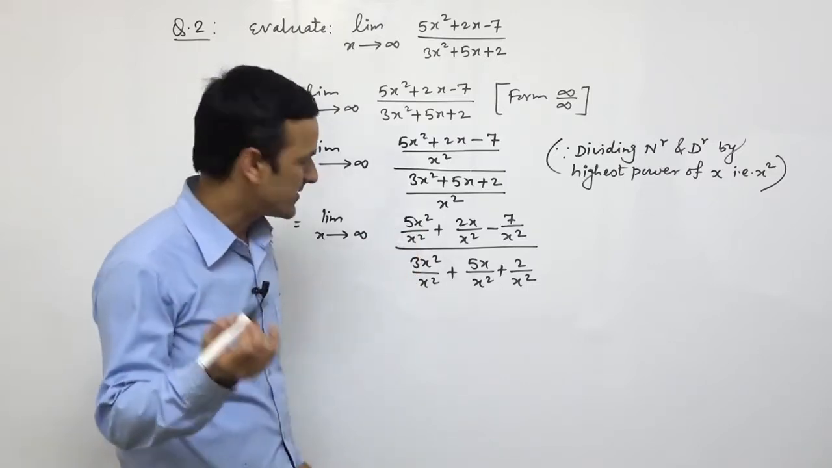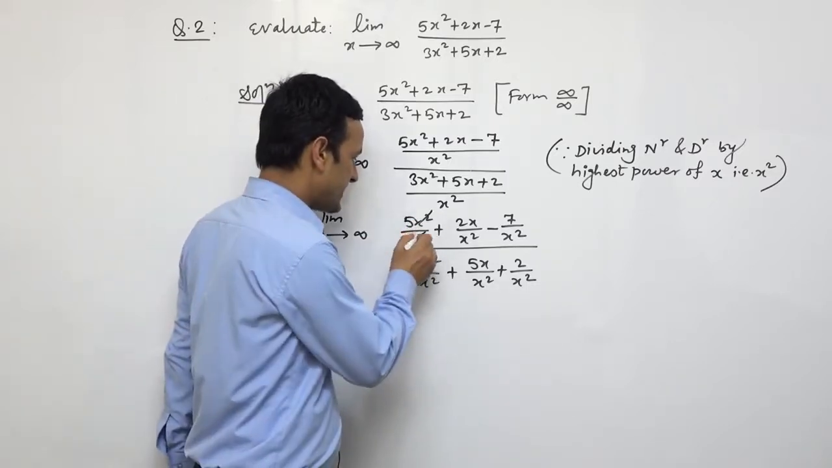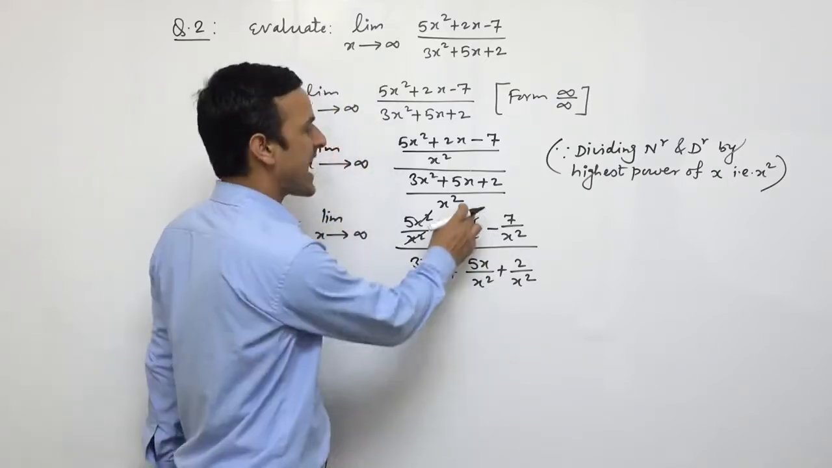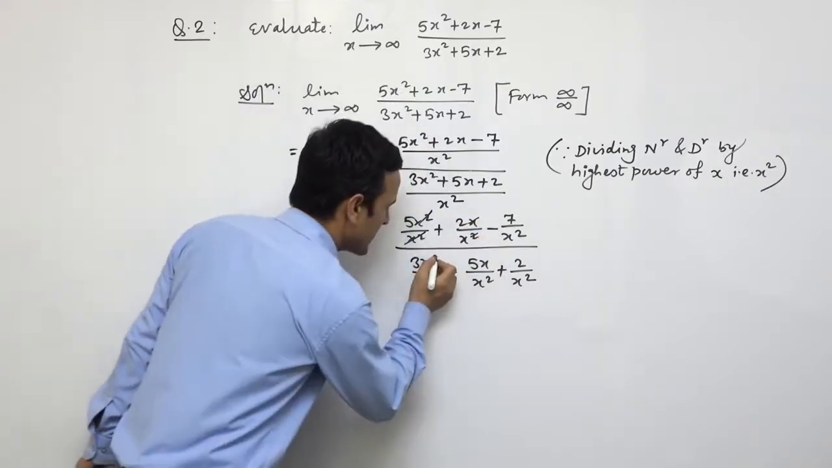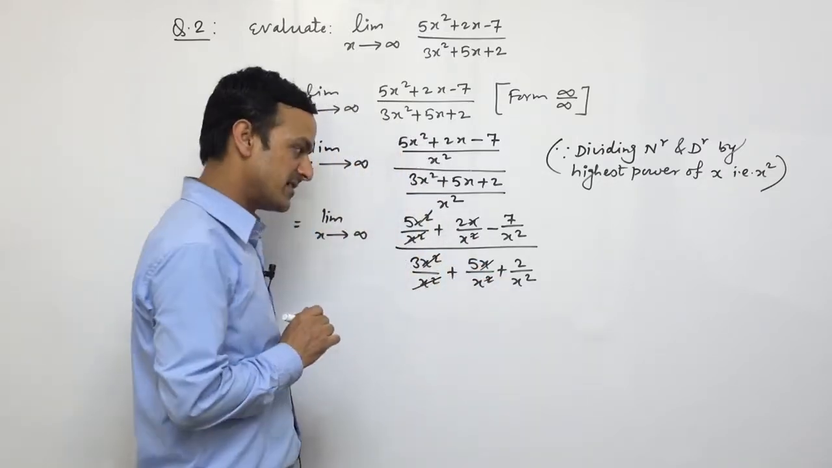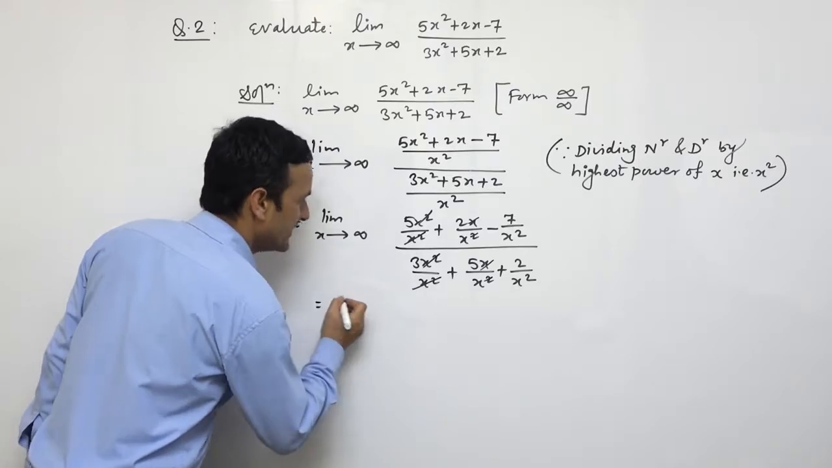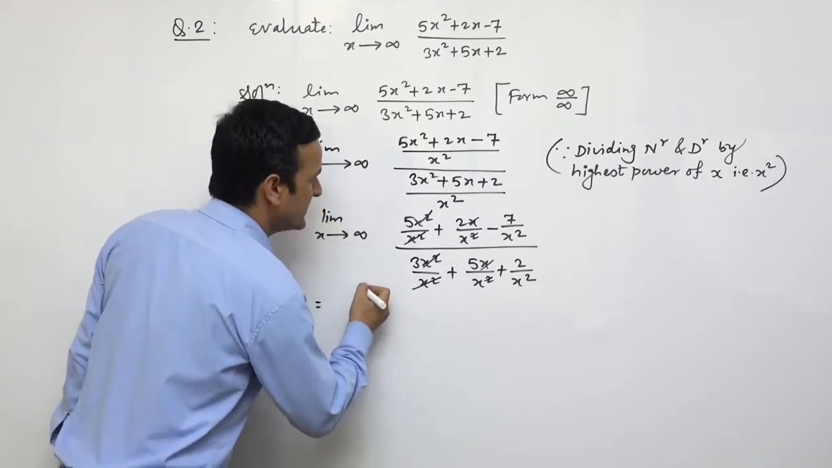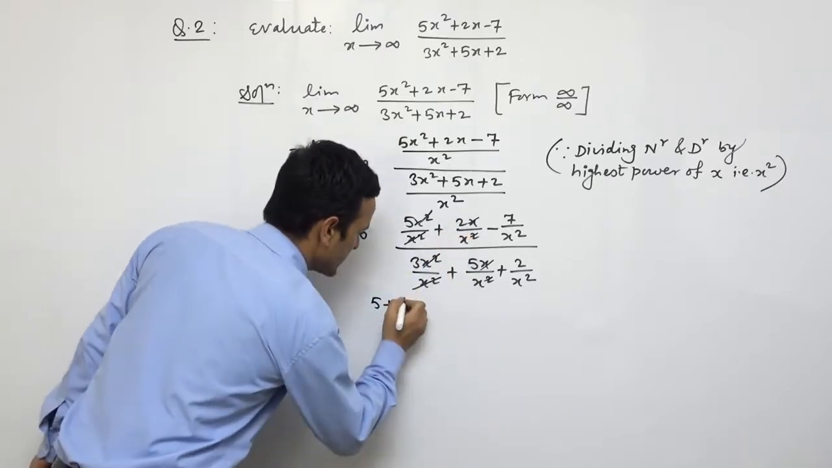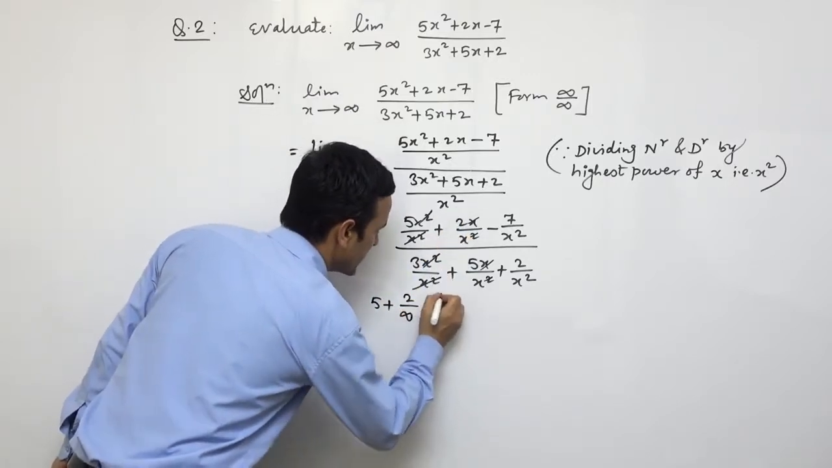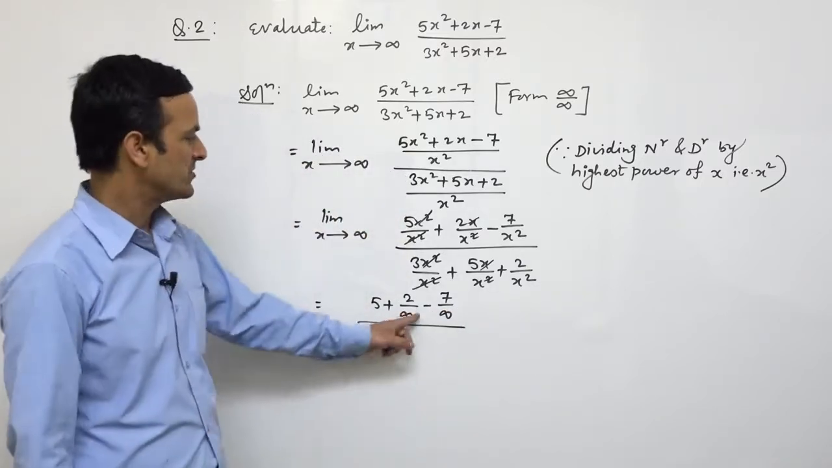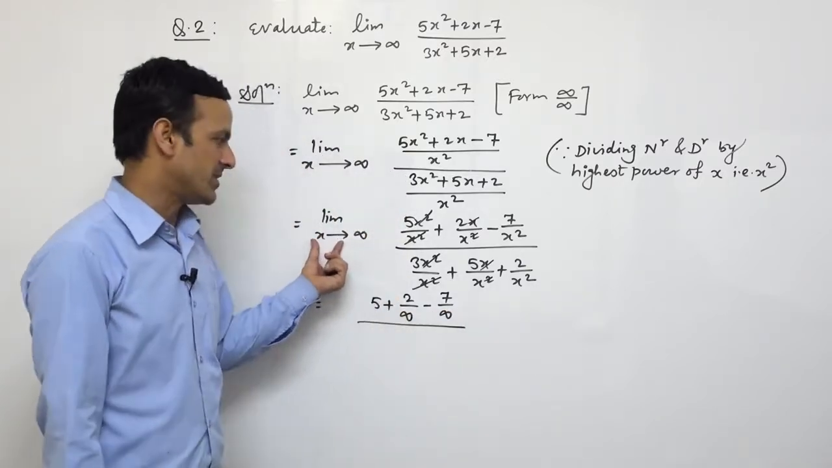Now we can cancel this term. This and this cancelled. One of the x and one of the x is cancelled. This x and one of this x. Similarly, this x square cancels. This x and one of x is cancelled. Then what will happen? Now here we have 5. So 2 upon x means 2 upon infinity and 7 upon infinity. So this is the expression after substituting this limit.